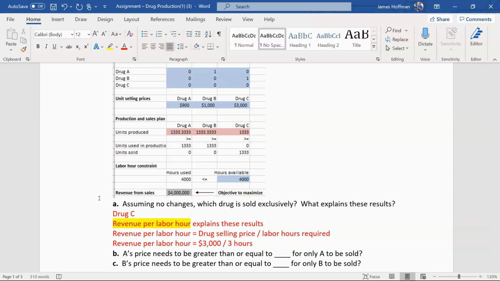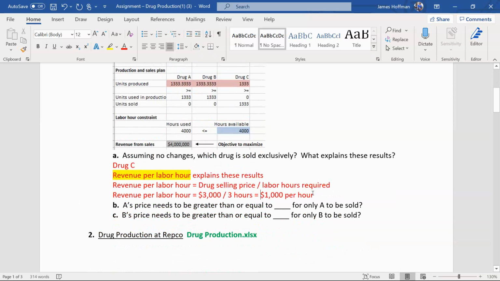But first, let's note that the goal is what drug C is currently doing. Drug C's revenue per labor hour is $1,000 per hour. So $1,000 divided by 3 hours, well, $3,000 divided by 3 hours, gives you $1,000 per hour return. That's the level at which we're going to need to answer the other questions for the other drugs for Part B and C.